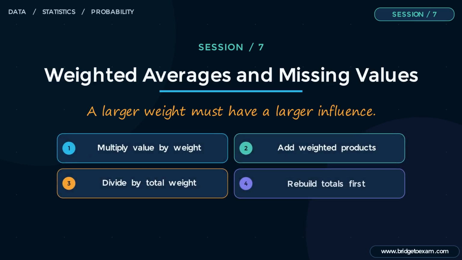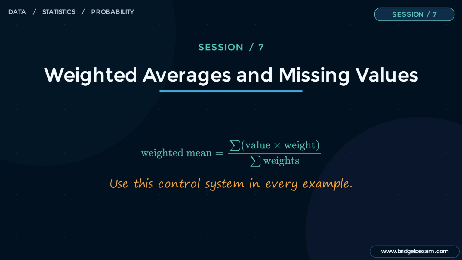10 real situations will connect course grades, wages, prices, salaries, mixtures, target averages, and average speed to one common structure: value times weight, followed by division by the total weight. For a missing value, convert the target mean to a required total first. For combined groups, convert every group mean to a group total before combining.